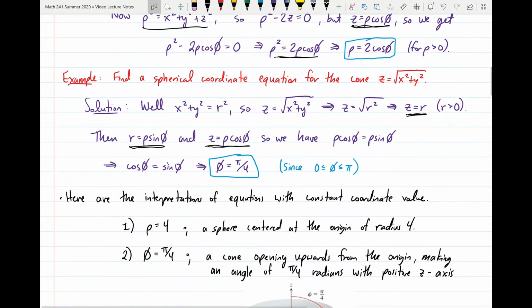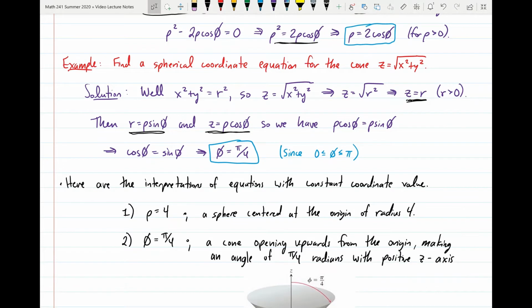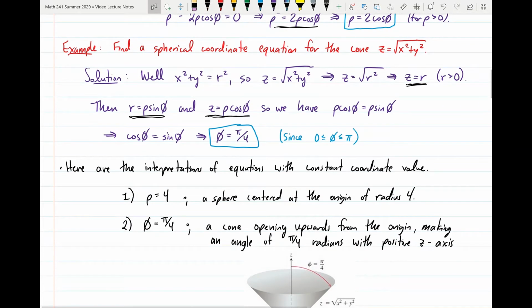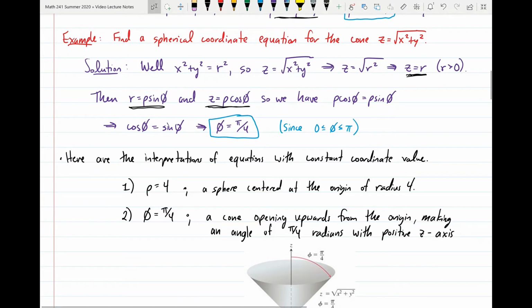And so substituting both of these into the equation, we have that rho times cosine phi is equal to rho times sine phi. And we can divide rho from both sides, assuming that rho is greater than 0. And that allows us to say that cosine phi is equal to sine phi. But the only time that cosine phi is equal to sine phi, where phi is between 0 and pi, is going to be when phi is equal to pi over 4.